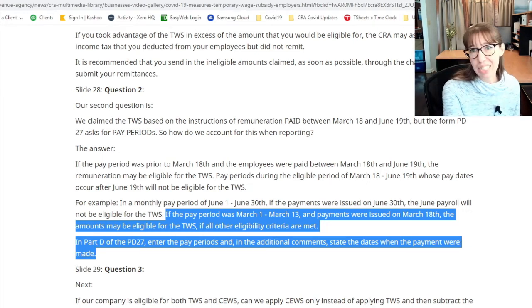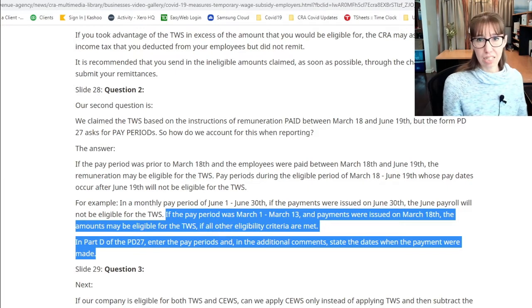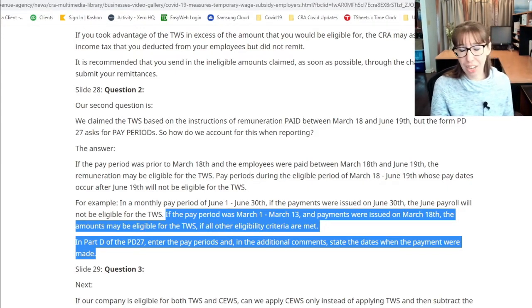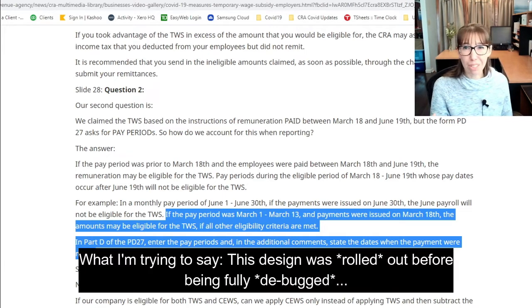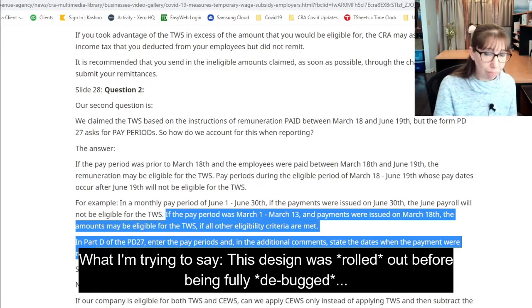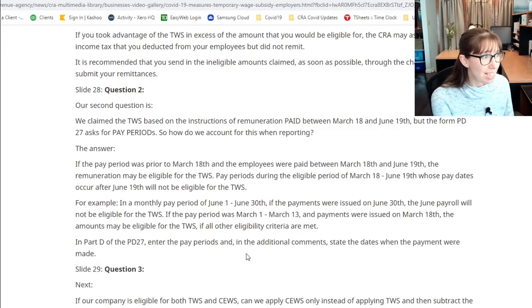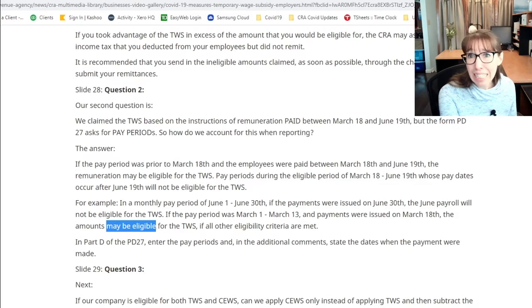So here is CRA telling us to put it in the comments. And if you go online, you've only got 400 characters. So that kind of ruled this design out, before it was really bugged out, I think. But anyway, what still gave me pause is it says that they may be eligible. Like, is it or is it not, CRA? Please let me know.